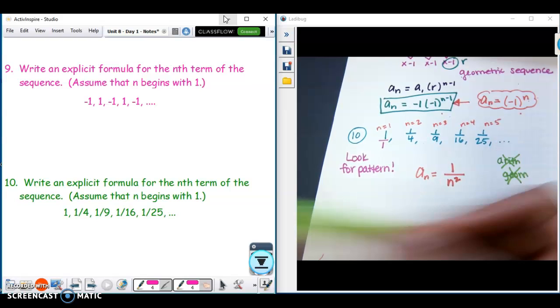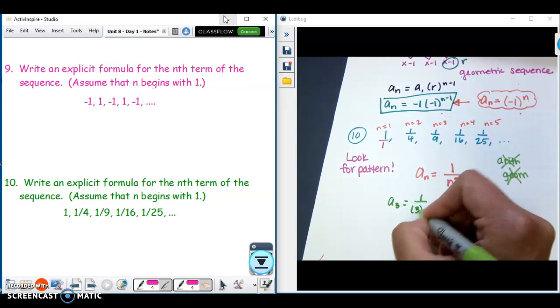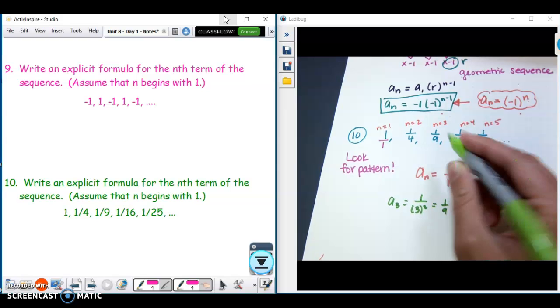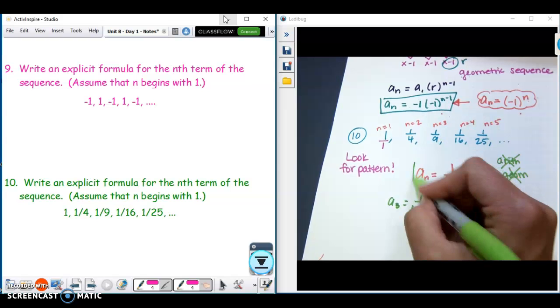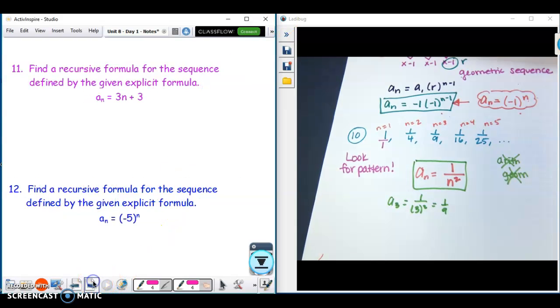And if you're ever unsure, just try it out. If I was to do a sub 3, which means I would plug in 3, that means my third term should be 1/9. Is that our third term? Yes. So that formula works. So always just try it if you're unsure if it's the right thing. Alright, 2 more.